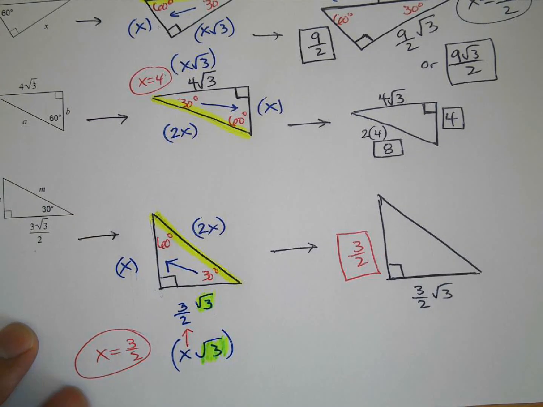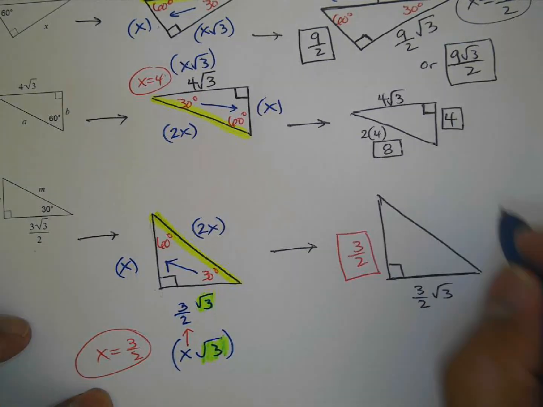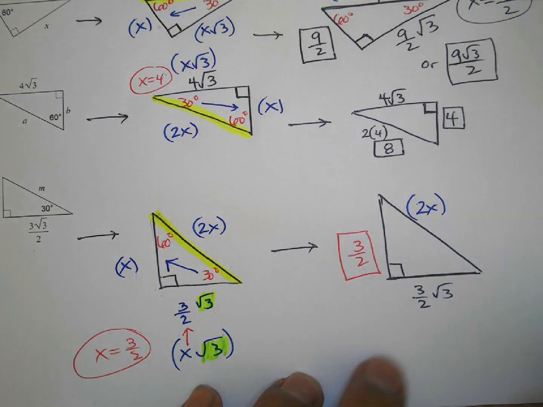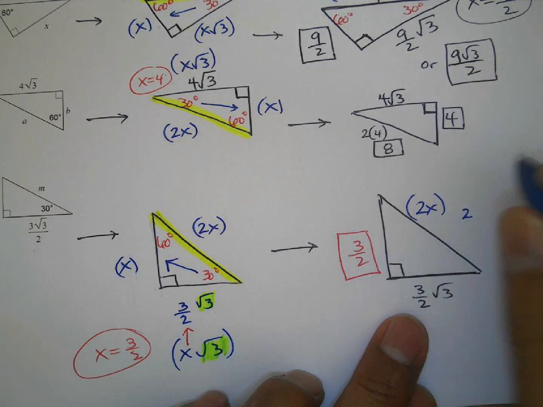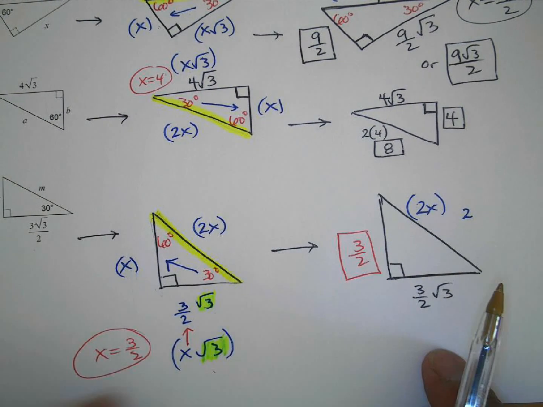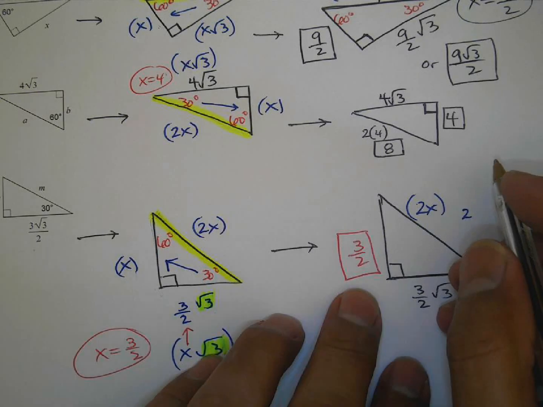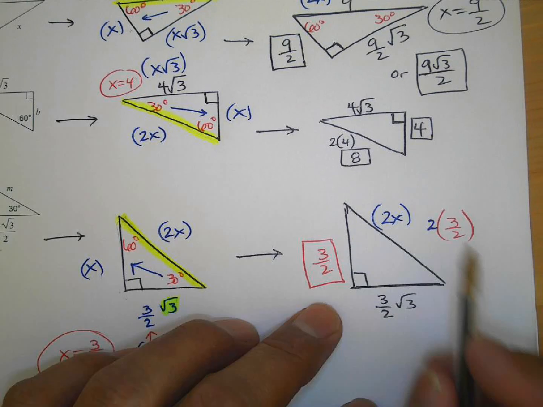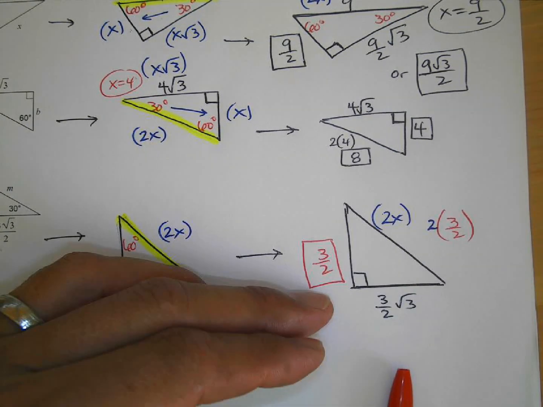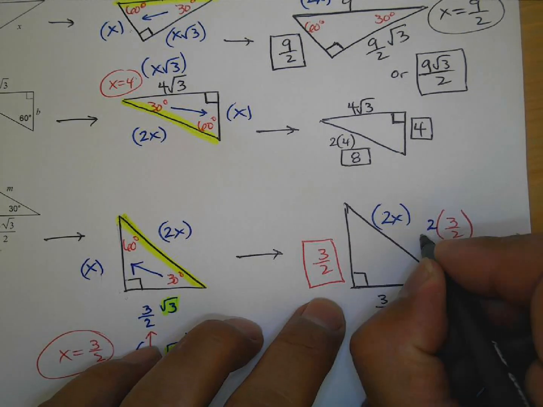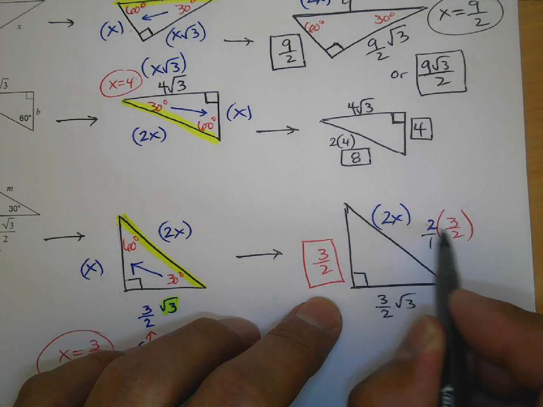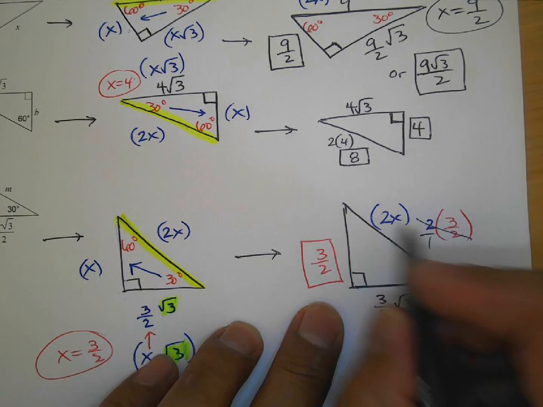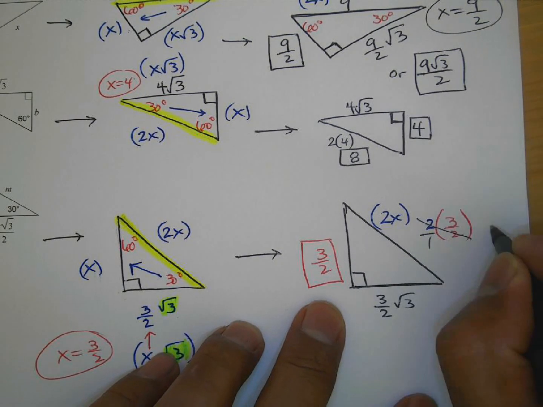And how are you going to do this? This side is 2 times x. Remember that? So that's going to be 2 times what? Well, the value of x is 3 over 2. How do you multiply 2 times 3 over 2? Well, we put a 1 under here, and what happens to these 2 divided by 2? Well, they divide out. What is the side measure for this? 3.